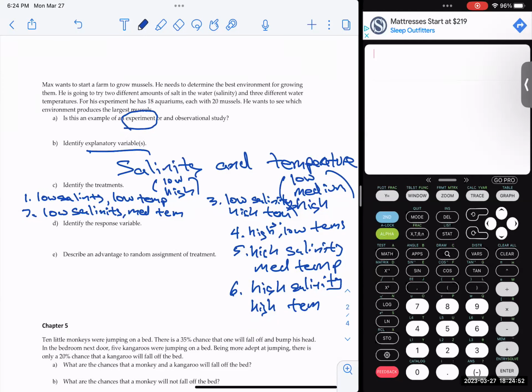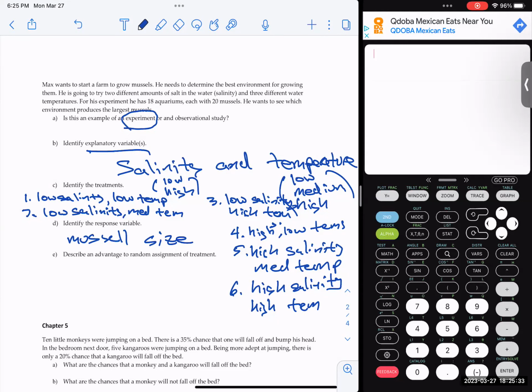All right. Well, identify the response variable. What's that? Well, how do you measure muscle growth? Size. Yeah. So that's exactly what I would measure. Very good. Muscle size. Oh, Caitlin says muscle size. Fantastic, Caitlin. Yes, perfect.